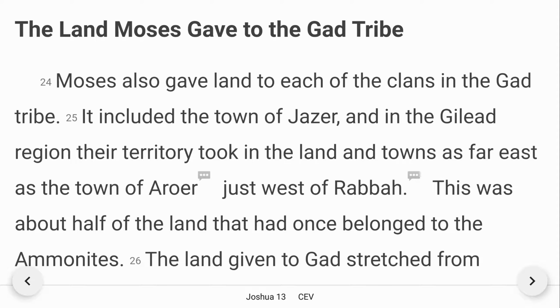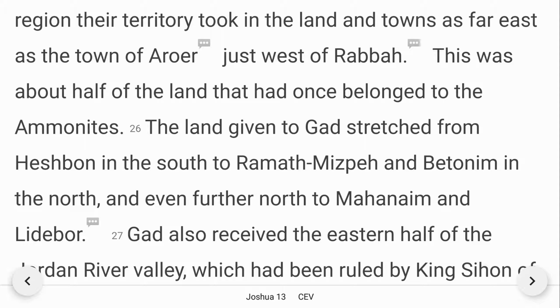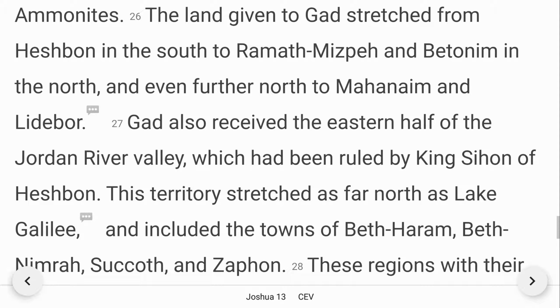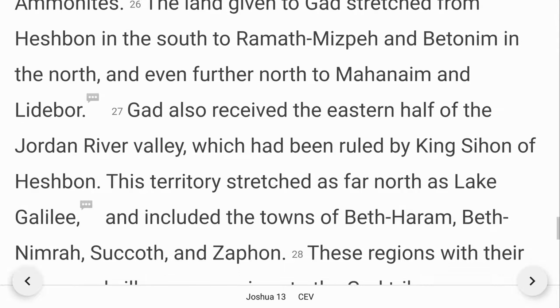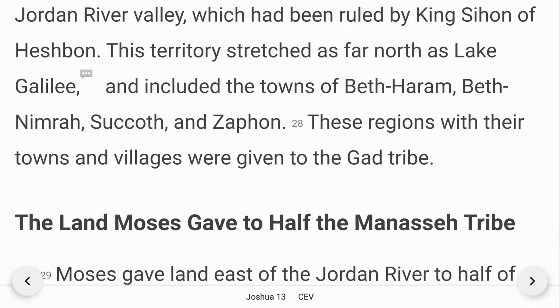This was about half of the land that had once belonged to the Ammonites. The land given to Gad stretched from Heshbon in the south to Ramath-mizpeh and Betonim in the north, and even further north to Mahanaim and Debir. Gad also received the eastern half of the Jordan River Valley, which had been ruled by King Sihon of Heshbon. This territory stretched as far north as Lake Galilee and included the towns of Beth-haram, Beth-nimrah, Sukkoth, and Zaphon. These regions with their towns and villages were given to the Gad tribe.